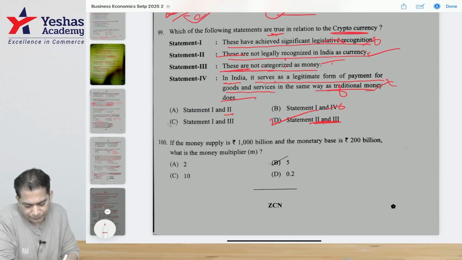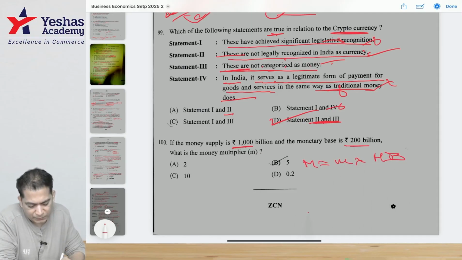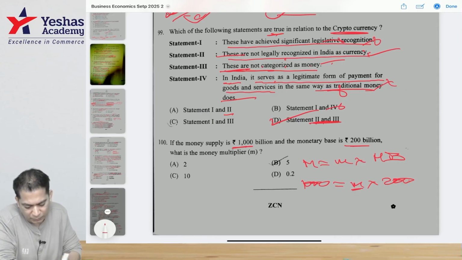2 and 3. If the money supply is 1000 billion and the monetary base is 200, simple. What was the formula? Money supply is money multiplier into monetary base. All right. They've given money supply is 1000, monetary base is 200. So you have to find out the money multiplier. So this will go down, 1000 by 200. M will be 1000 by 200. That will be 5 times.